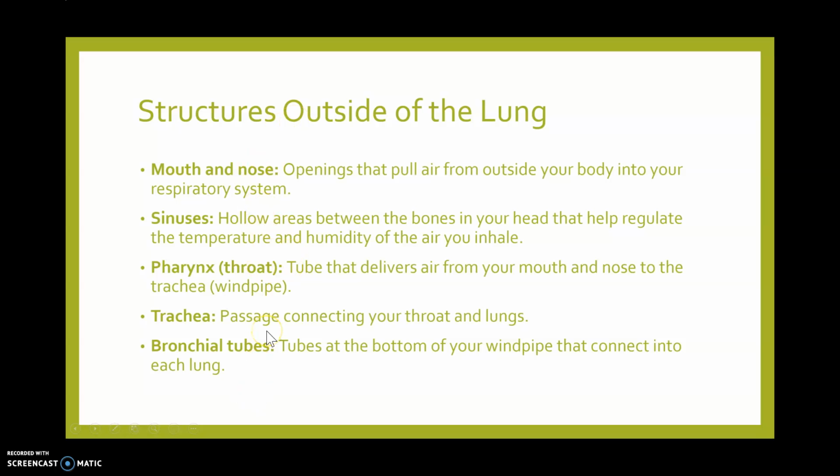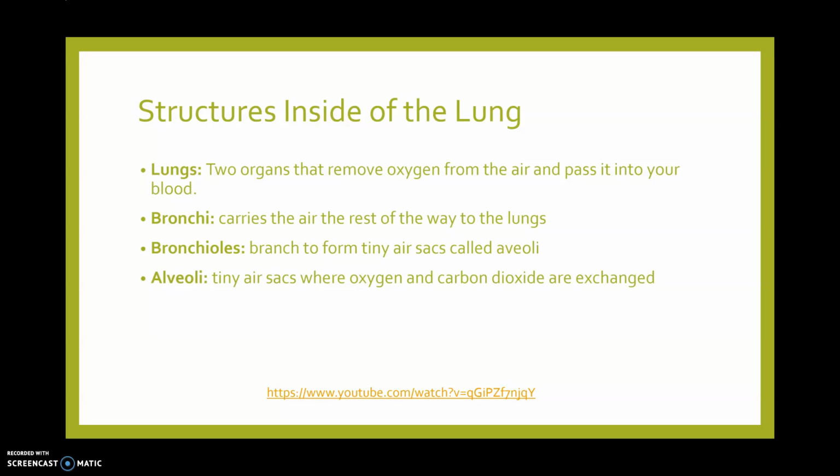So let's talk more about the inner structures. First and foremost, what are the lungs? Lungs are two organs that remove oxygen from the air and pass it to your blood. Following those structures now into our lungs, our bronchi are going to carry the air the rest of the way into the lungs. Then we're going to see our bronchioles, our branches that form tiny air sacs called alveoli. And those alveoli are the tiny air sacs where oxygen and carbon dioxide are exchanged within our body.